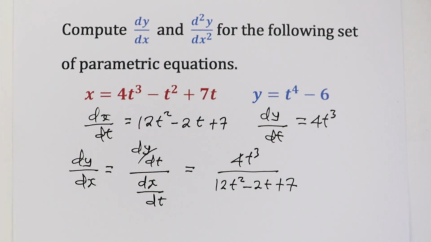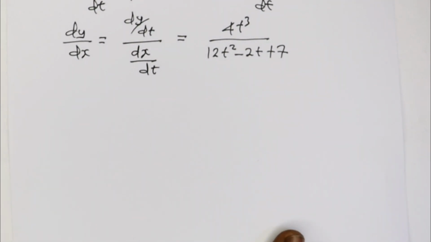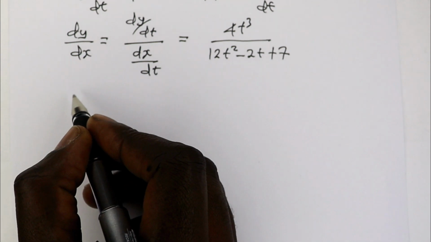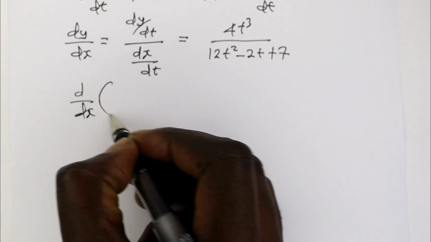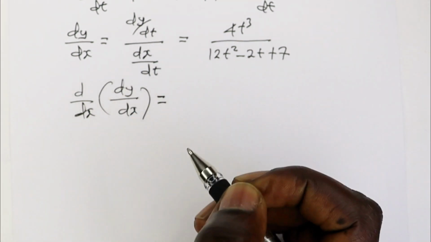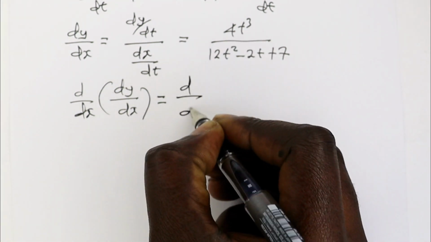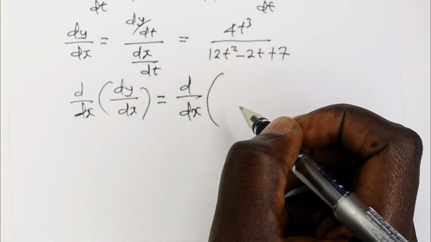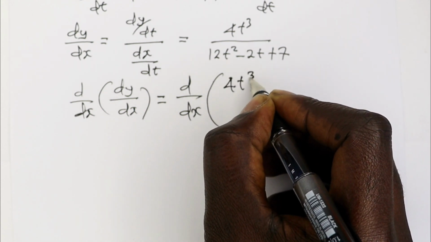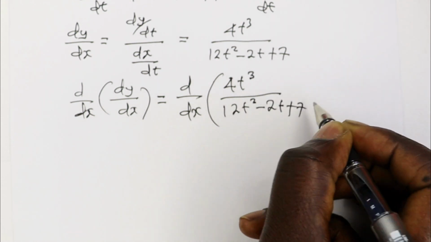So we can also look for the second derivative. And for the second derivative, we are going to need the derivative of dy/dx first. So the derivative of whatever we obtain there, that is dy/dx. So this is what we have. So we are going to take d/dx of this. That is 4t cubed over 12t squared minus 2t plus 7.